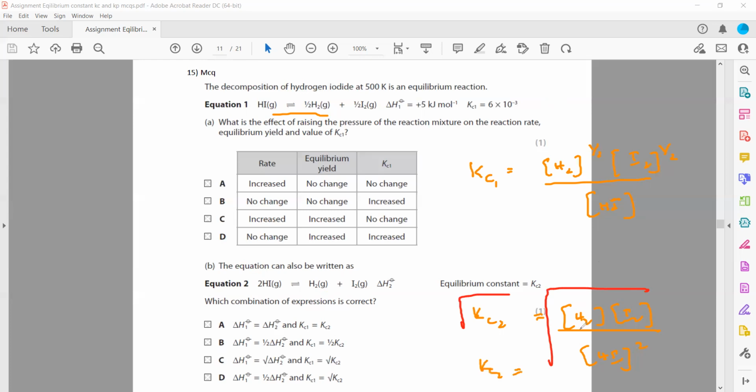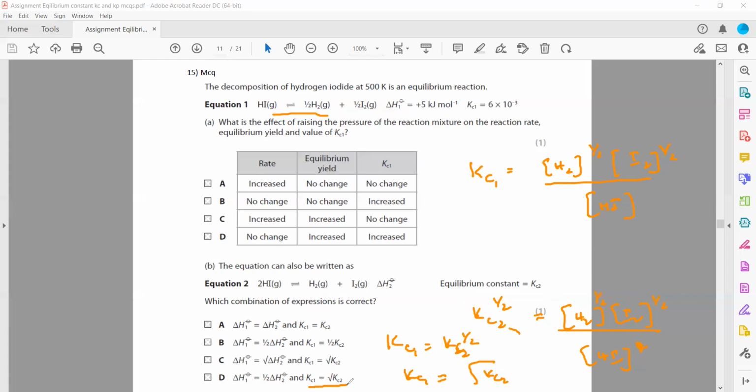When we take under root on both sides, so under root Kc2 is equal to, when we take a root for this one, it will be hydrogen, I will write it here. Taking a root means power 1 by 2 or half. So this will be half of hydrogen, half of iodine, and the half square and root will cancel out, so there will be power 1 here. So now the right hand sides are equal, so the left hand sides will also be equal. So we can say that Kc1 is equal to Kc2 raised to power half, which means under root. So Kc1 equals under root Kc2.